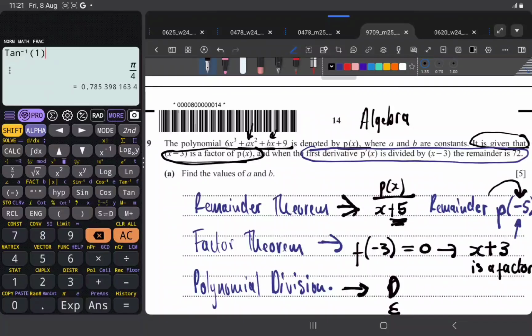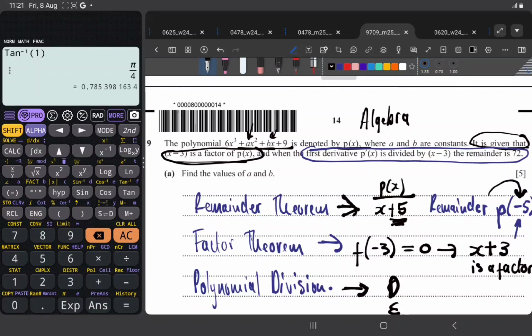The question is testing our knowledge of the factor theorem, and the remainder theorem. Then we'll see if they want us to do polynomial division. We can't lose marks in an A-level paper to this. Impossible. Surely you can remember.